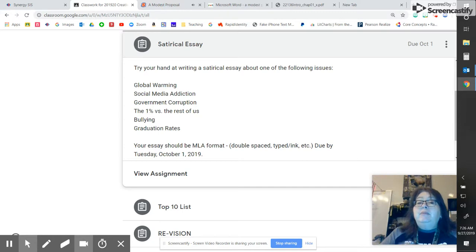Government corruption, the 1% versus the rest of us, bullying, and something a little close to home, graduation rates. What would happen if nobody graduated? Wouldn't that be interesting? I mean, the drive is for everybody to graduate, 100% graduation. But what if absolutely no one graduated? What would our world look like then?